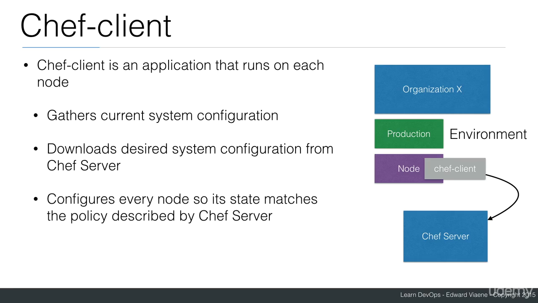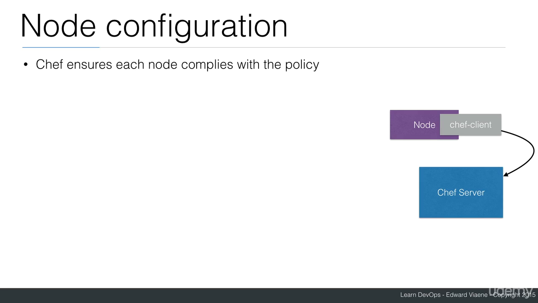If someone logs in and changes something, Ansible would not be able to fix it until you manually would run the Ansible command again. With Chef, the client continuously pulls the desired system configuration from the Chef server. If a file has changed, it will be overwritten during the next Chef client run. Chef ensures each node complies with the policy.